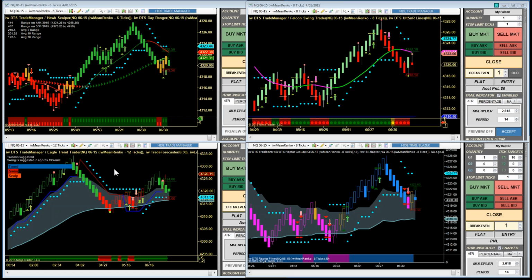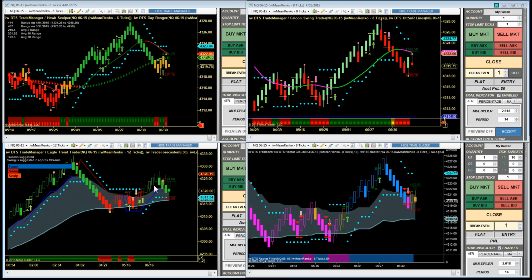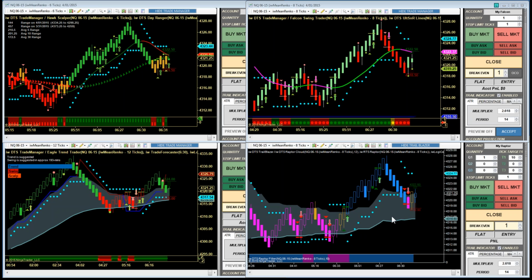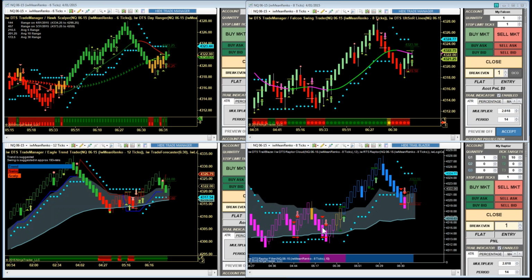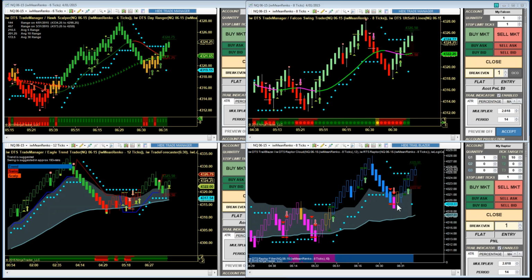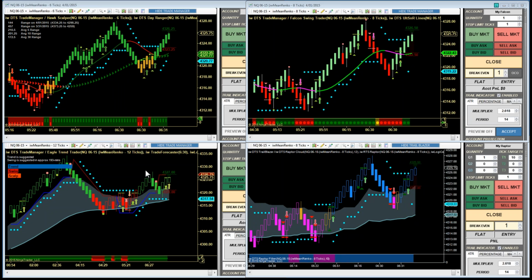Here in the bottom left, we have the Eagle Trend Trader, and the bottom right is the latest addition to the DTS assortment of tools. This one is called the Raptor. And the Raptor is kind of a blending of the other tools. You have elements of the Hawk, the Falcon, and the Eagle all present here. And the idea is that the Raptor is going to work off of one screen instead of several screens.